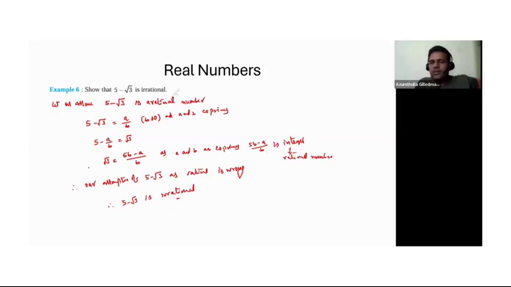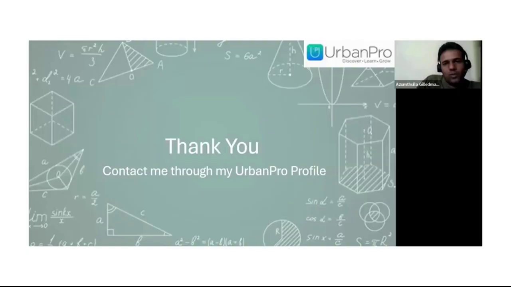Root 3 is irrational. We already know that. So this contradicts the fact that root 3 is irrational. Therefore, our assumption of 5 minus root 3 as a rational number was wrong. So 5 minus root 3 is an irrational number. Okay, so that's how we can do that.